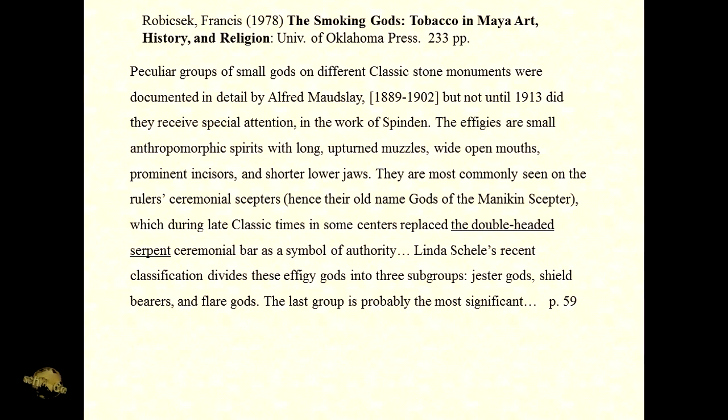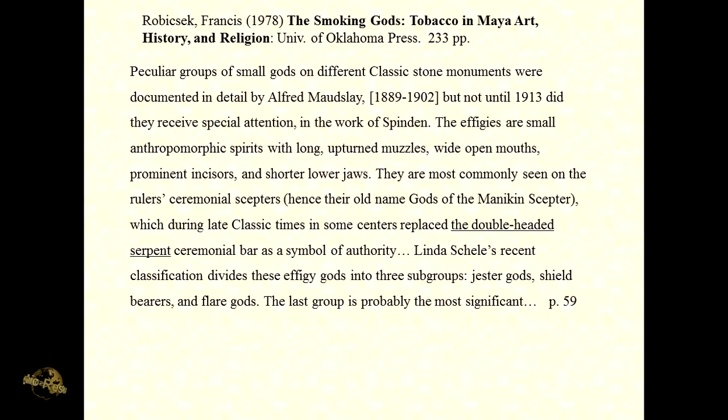Now, very interesting work. The Smoking Gods, Tobacco in Maya Art, History, and Religion. Peculiar groups of small gods on different classic stone monuments were documented in detail by Alfred Maudslay, I guess. But not until 1913 did they receive special attention in the work of Spinden. The effigies are small anthropomorphic spirits, with long upturned muzzles, wide open mouths, prominent incisors, and short lower jaws. They are most commonly seen on the ruler's ceremonial scepters, which during late classic times in some centers replaced the double-headed serpent, ceremonial bar, as a symbol of authority.